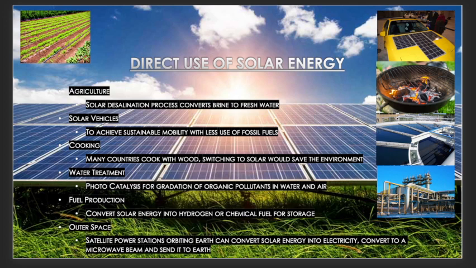Fuel production to convert solar energy into hydrogen or chemical fuel for storage. In outer space, satellite power stations orbiting Earth can convert solar energy into electricity, then convert it to a microwave beam and send it to Earth.